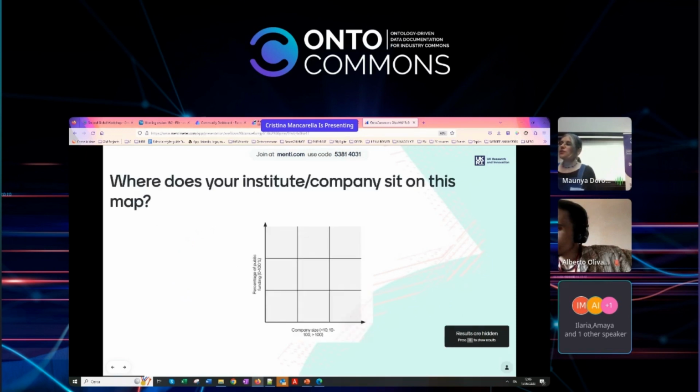Where does your institute or company sit on this map? On the horizontal, you have the company size, and on the vertical, the percentage of public funding, where with public, we mean also competitive funding, like if you, for example, apply for Horizon projects and so on.